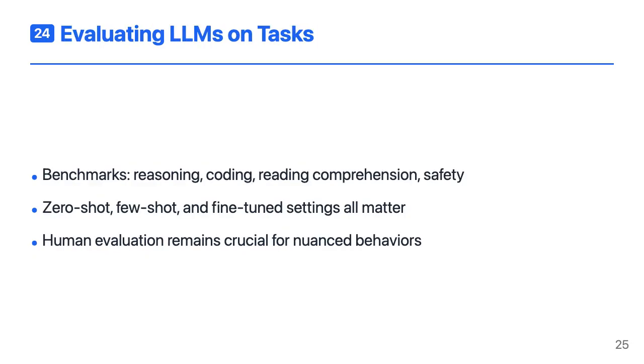To understand how well a model really works, you need systematic evaluation. That includes standard benchmarks for reasoning, coding, and comprehension, as well as safety and alignment tests. It's important to look at performance in zero-shot and few-shot prompting, not just after fine-tuning. And for subtle qualities like helpfulness, politeness, or bias, human evaluation is still essential, often combined with automated metrics.